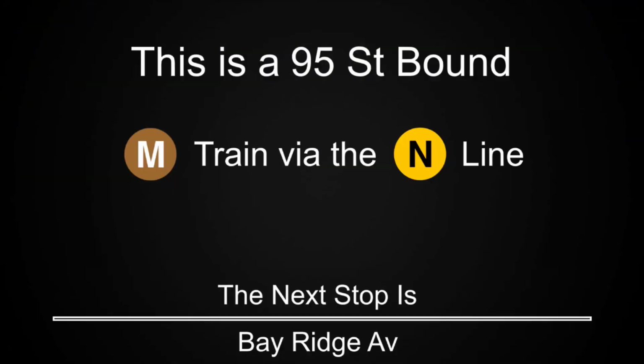This is a 95th Street bound M train via the N line. The next stop is Bay Ridge Avenue. This is a 95th Street bound M train via the N line. The next stop is 77th Street. This is a 95th Street bound M train via the N line. The next stop is 86th Street.